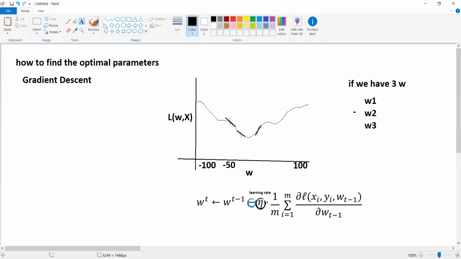Okay, so now. I'm sorry, the M here is the number of examples, right? M is the number of data points you have, yes. Okay.